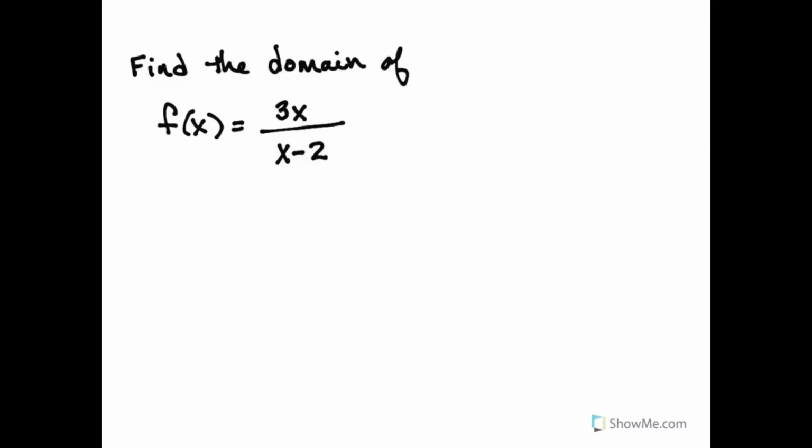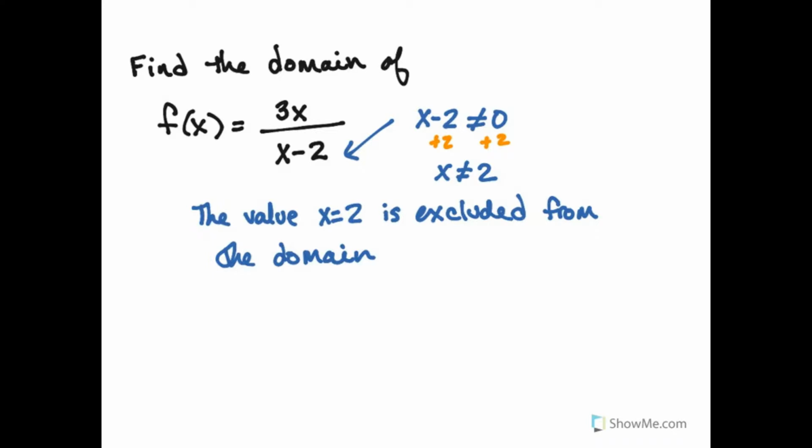If I want to find the domain of this rational function, f of x equals 3x divided by x minus 2, I need to look at the denominator. The denominator cannot be 0. So x minus 2 cannot equal 0, and I can solve that just like an equation by adding 2 to each side. x cannot equal 2. We would call 2 an excluded value. It's being left out of the domain. So the domain is all real numbers except for 2.